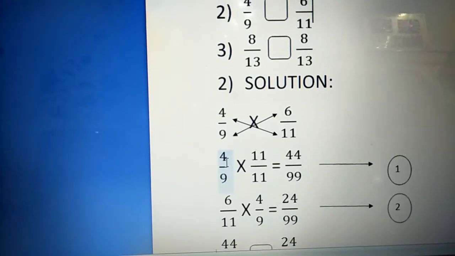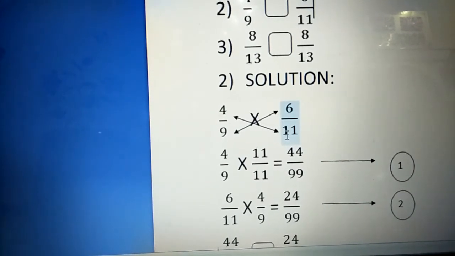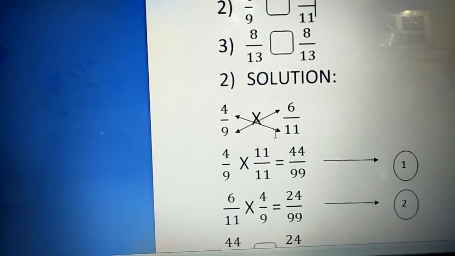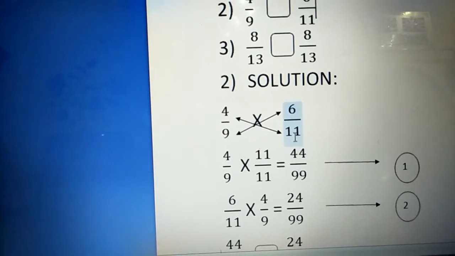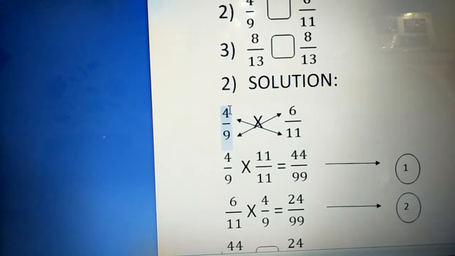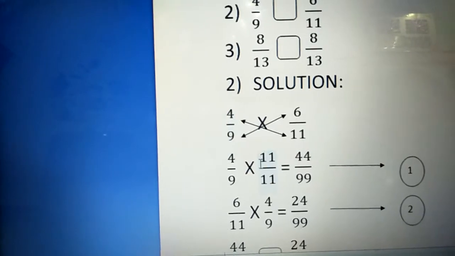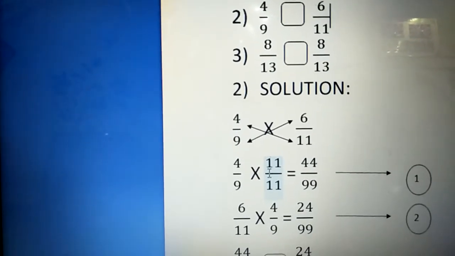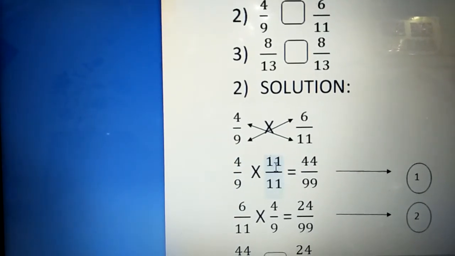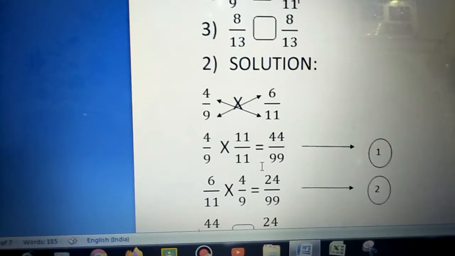So the first fraction, 4 divided by 9, I multiply both numerator and denominator by 11. Can you understand, children? See here, here we have the denominator 11. That denominator I multiply into both the numerator as well as the denominator. 4 multiplied by 11 and 9 multiplied by 11. 4 11s are 44 and 9 11s are 99.